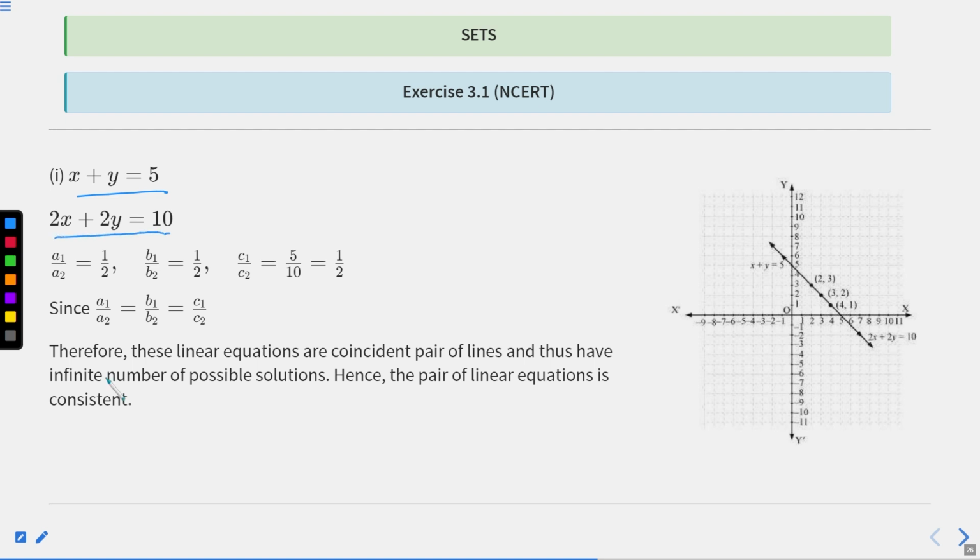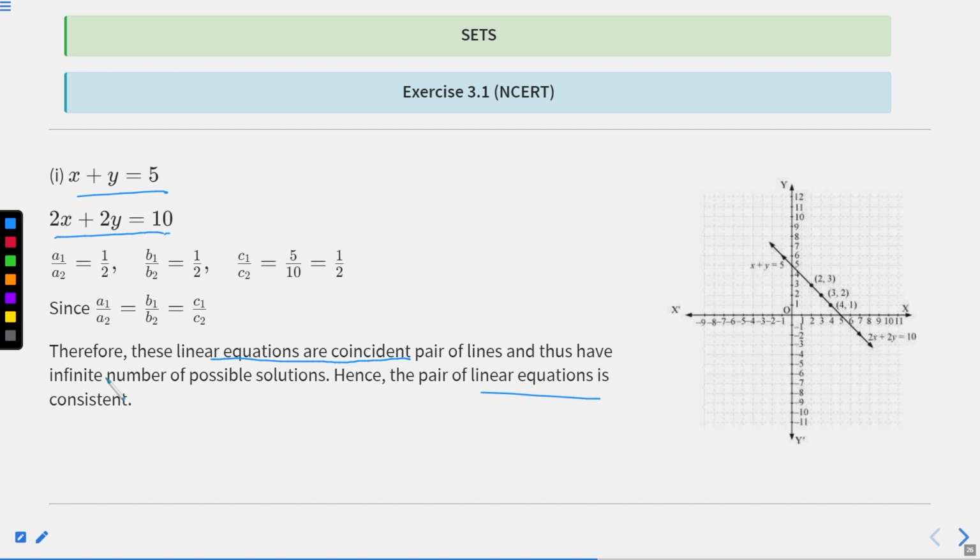Here the ratio a1 by a2 is equal to 1 by 2, the ratio b1 by b2 is equal to 1 by 2, and the ratio c1 by c2 is 5 by 10, that is also equal to 1 by 2. Since a1 by a2 is equal to b1 by b2 is equal to c1 by c2, therefore these linear equations are a consistent pair of lines and thus have an infinite number of possible solutions. Hence the pair of linear equations is consistent.